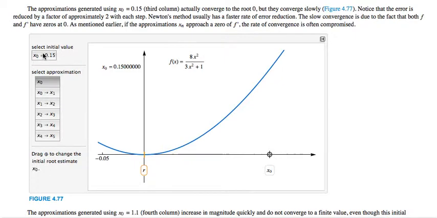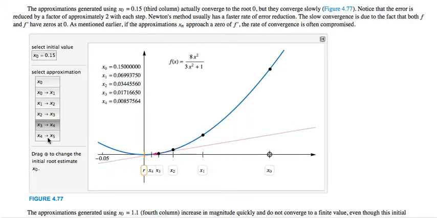Now, this picture is zoomed in considerably closer, but it's actually the same function. You can see with an initial approximation of 0.15, something that's very close to 0, our function will eventually converge, but it converges very slowly. So you'll see we have no agreement even after the fifth iteration.